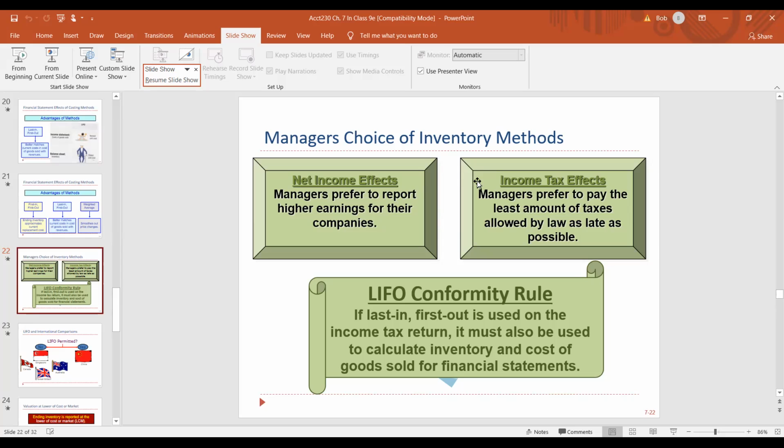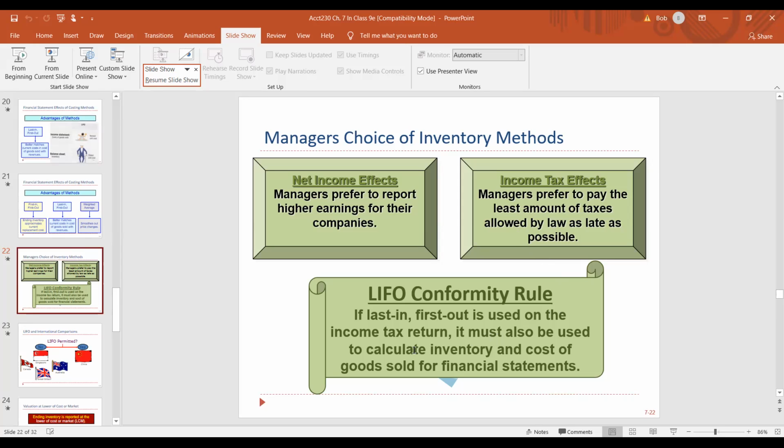Another company might prefer to pay the least amount of taxes allowed by law as late as possible. So Tesla might choose FIFO, which is going to give them a higher income than LIFO. So if Tesla had 6 million as their taxable earnings, these guys might have only had, say, 5.5 million, but they don't pay taxes on that 500,000 difference.